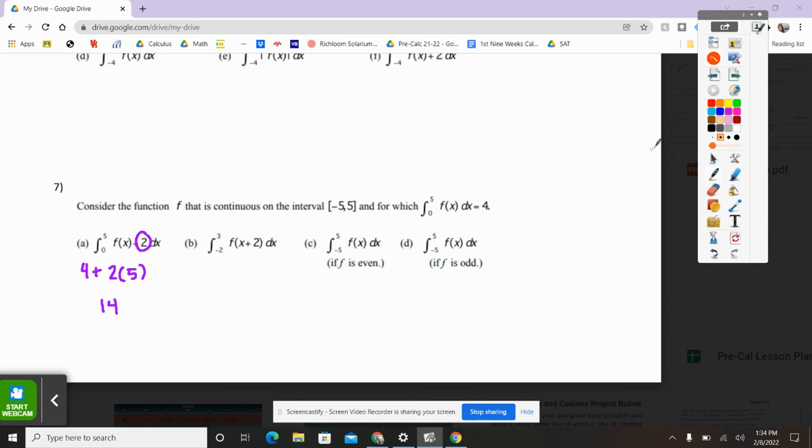Now notice on B, this time it's plus 2, but it's inside the parentheses. All that means is you need to change your limits here. So I'm going to add 2 to both of these. So -2 plus 2 is 0. 3 plus 2 is 5. And that gets rid of that plus 2. Now it's just from 0 to 5 of f of x. And that's exactly what they tell us, so the answer is 4.